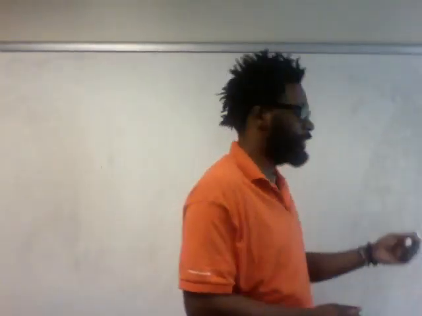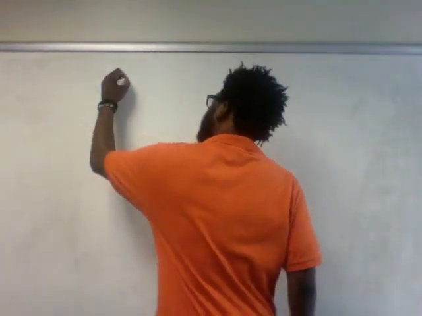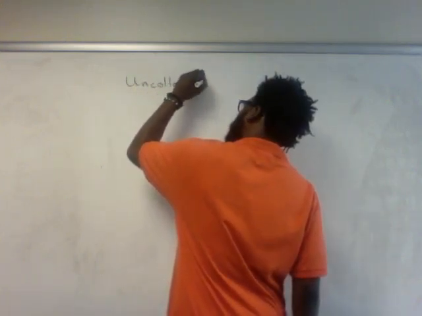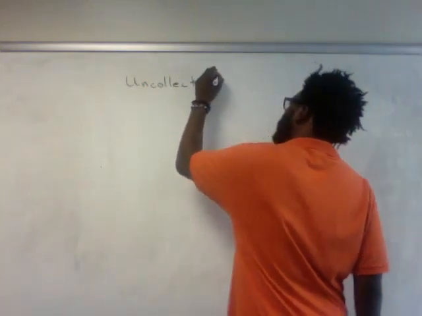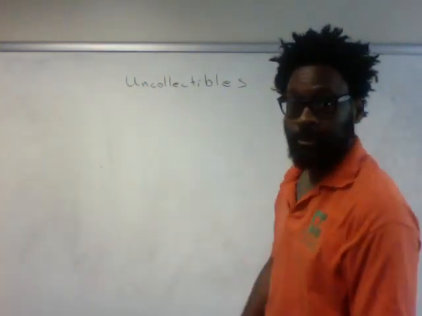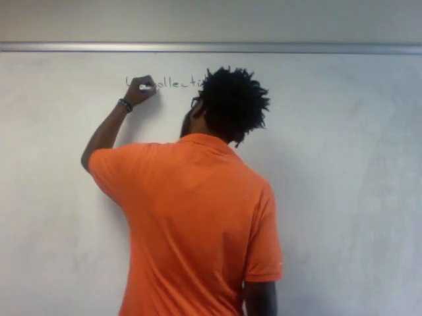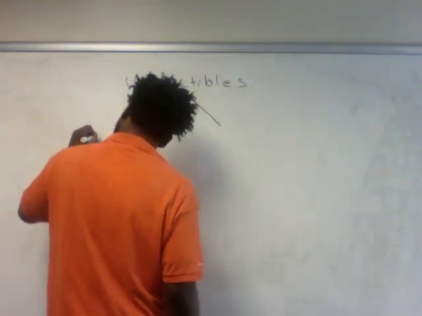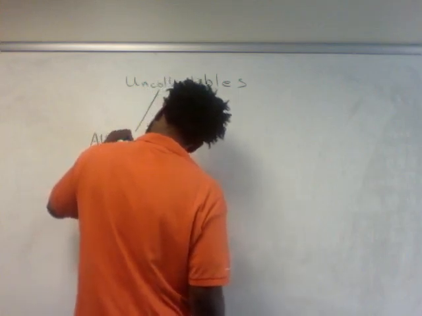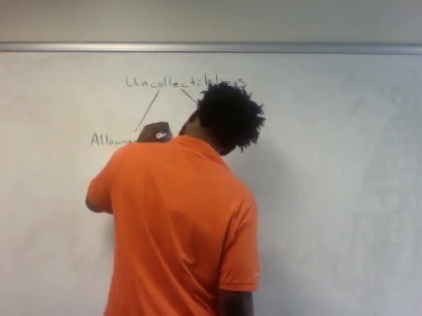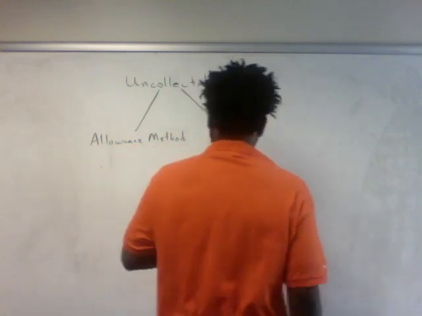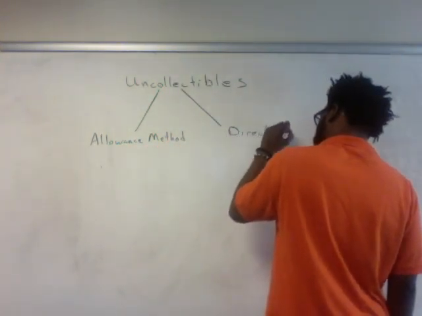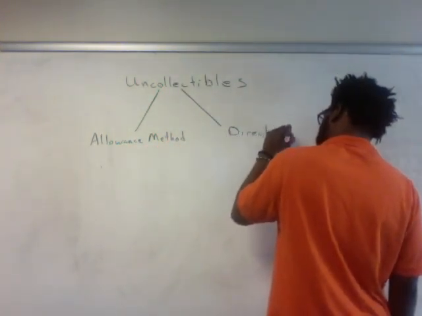So, let's begin. In terms of accounting for uncollectibles, there are two distinct ways that we could account for uncollectibles, two different methods. The first method is called the allowance method. And the next method is called a direct write-off method.